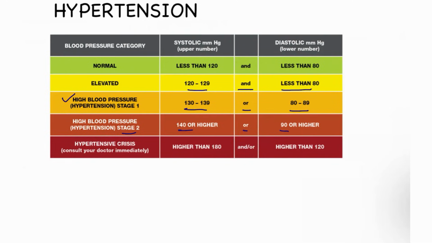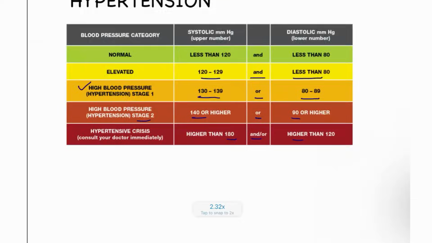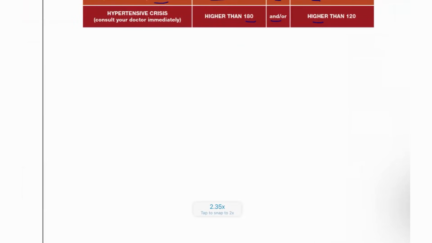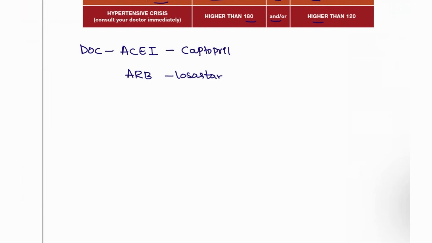Again, it is R, guys. Next, hypertensive crisis: more than 180 and/or higher than 120. This is considered a hypertensive crisis. Next, what is the drug of choice when the patient is presented with hypertension? Before, we used to use beta blockers, but now the first line drug is the ACE inhibitors, okay, captopril or lisinopril, or we can also go for the ARBs such as losartan. Those drugs can also be given for this patient.